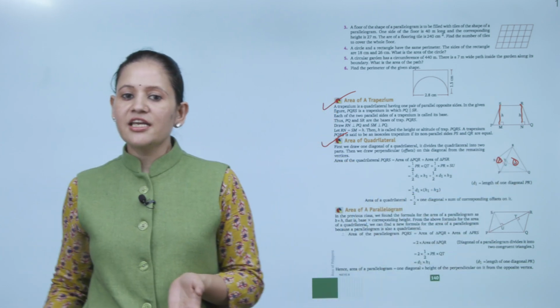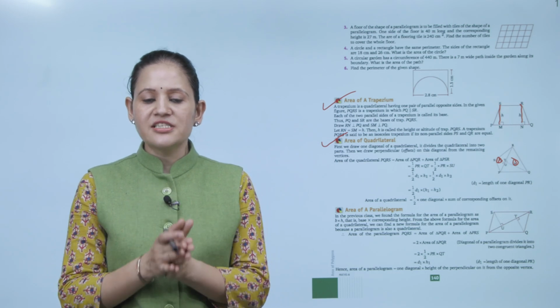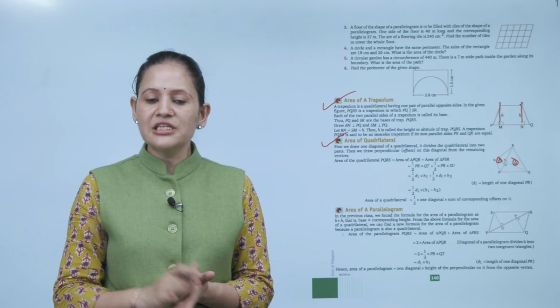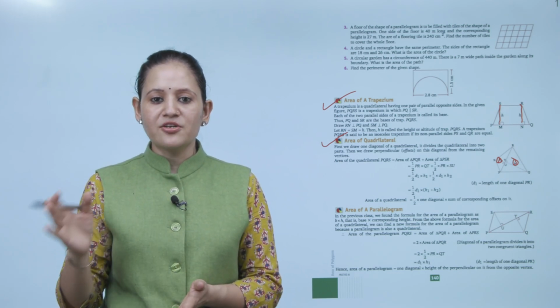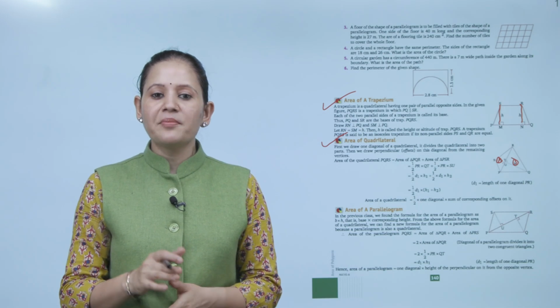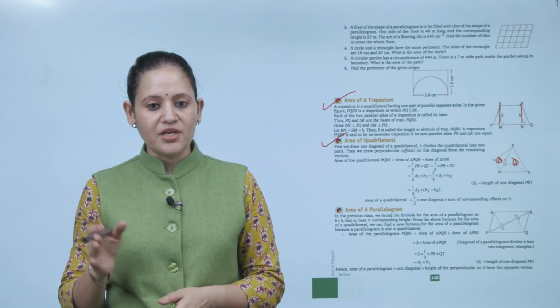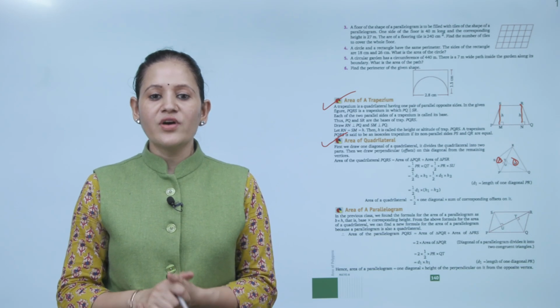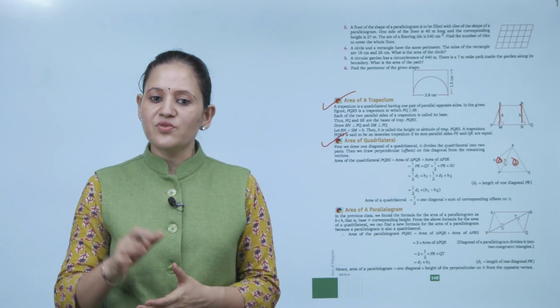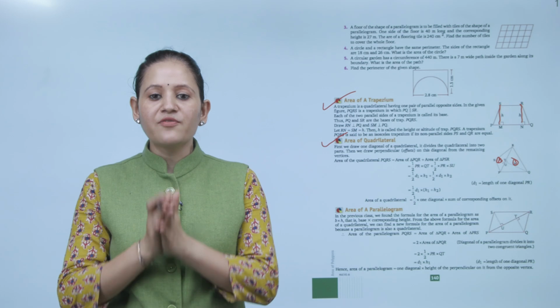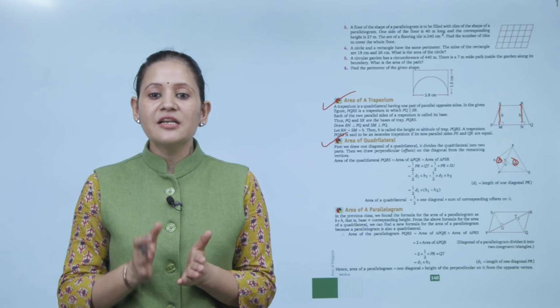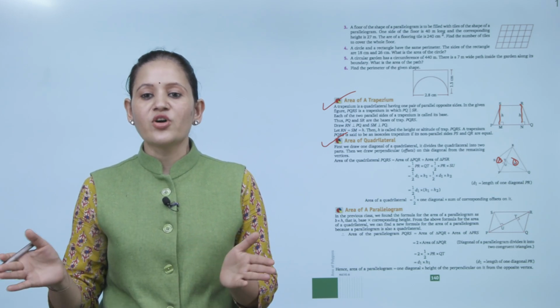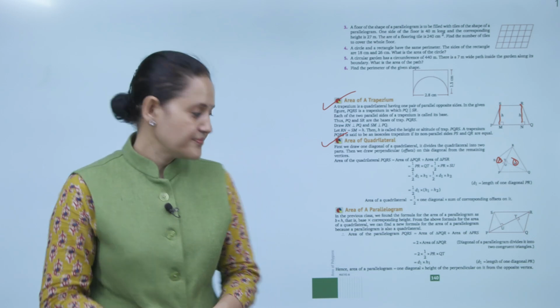So the area of a triangle is 1/2 base into height, so that is equal to 1/2 PR into QT plus 1/2 PR into SU. So that is equal to 1/2 D1 into H1 plus 1/2 D1 into H2. So that is equal to 1/2 D1 multiplied by H1 plus H2. So area of quadrilateral is 1/2, one diagonal multiplied by the sum of the corresponding offsets on it.